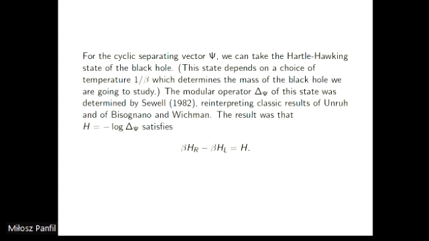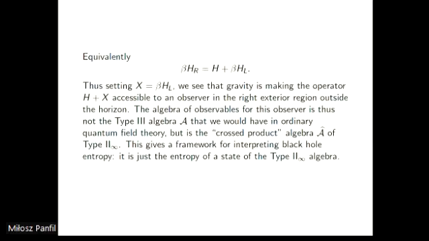For the cyclic separating vector psi, we can take the Hartle-Hawking state of the black hole. That state depends on a choice of temperature, which determines the mass of the black hole we are going to study. The modular operator of this state was determined by Sewell by reinterpreting older and very classical results. The conclusion was that the modular Hamiltonian is beta times (H right minus H left). I can write it in this form, that beta H right is H plus beta H left.